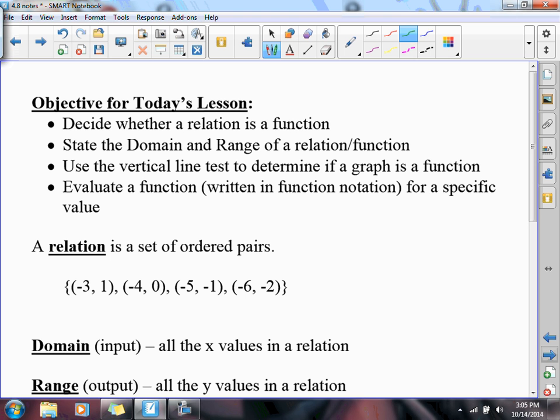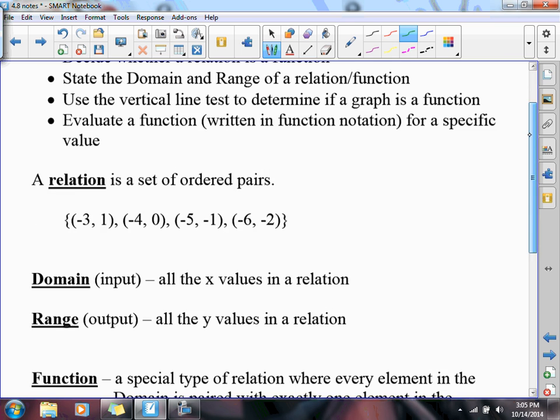And today we're going to look at 4 objectives. We're going to decide whether or not a relation is a function. We're going to state the domain and the range of a relation or a function. We're going to use the vertical line test to determine if a graph represents a function. And then we're going to evaluate a function that's written in function notation for a specific value.